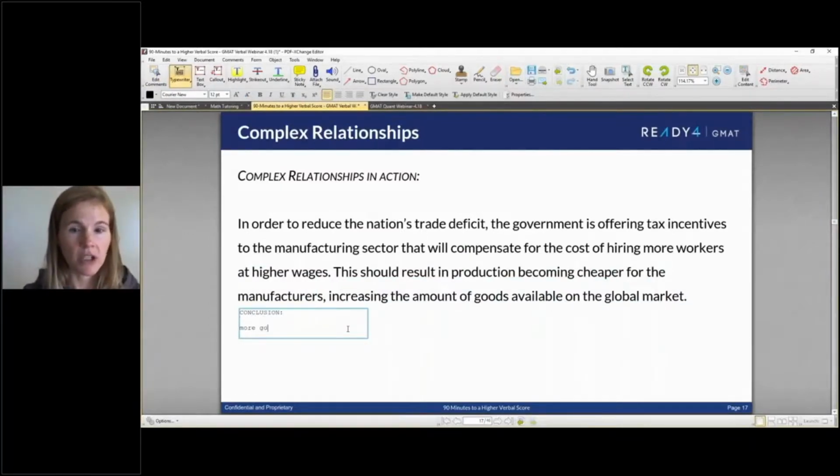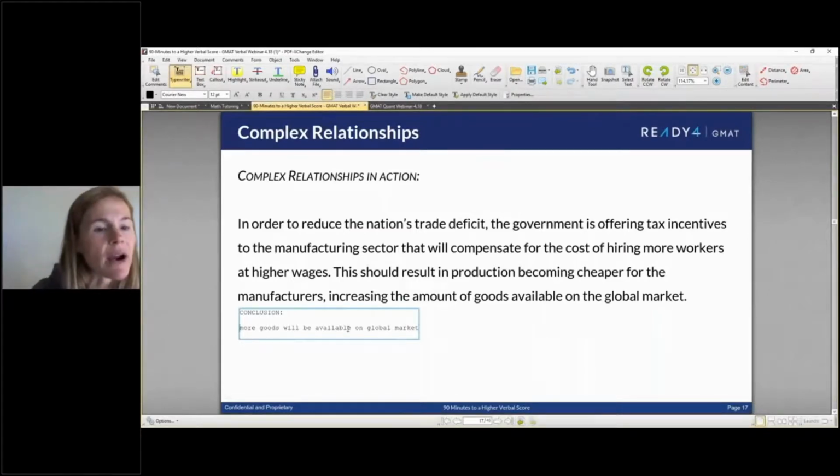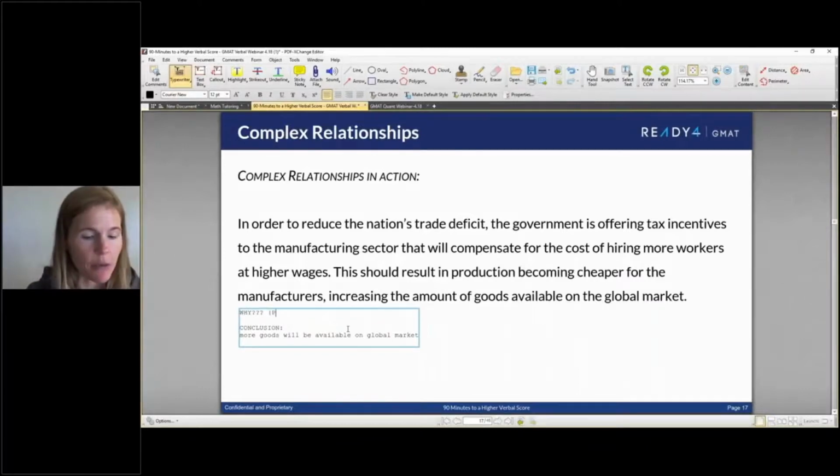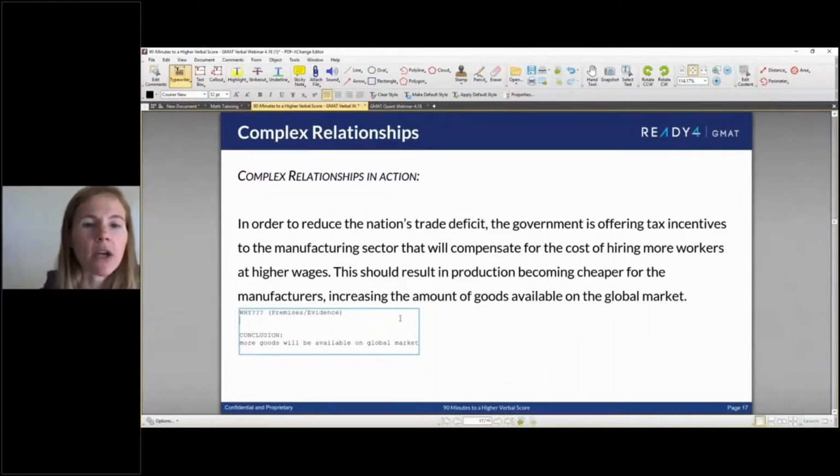More goods will be available on the global market. Okay. Now we want to ask ourselves, why does the author think that? And these are your premises and evidence. It's not necessarily that important to separate them, but why does the author think that? This is where we build the argument like the author is doing it.